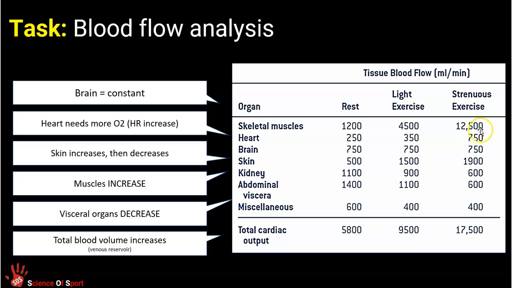Look, 12,500 millilitres of blood goes to the working muscles per minute, gone up from 1,200 at rest. Heart now gets 750. Obviously, the faster it beats, the more oxygen it needs to do that. Constant brain, even more blood to the skin to try and cool you, and even less to the abdominal organs, and more circulating in total. So you need to understand where blood is sent or distributed at rest or in exercise. And hopefully that makes sense.